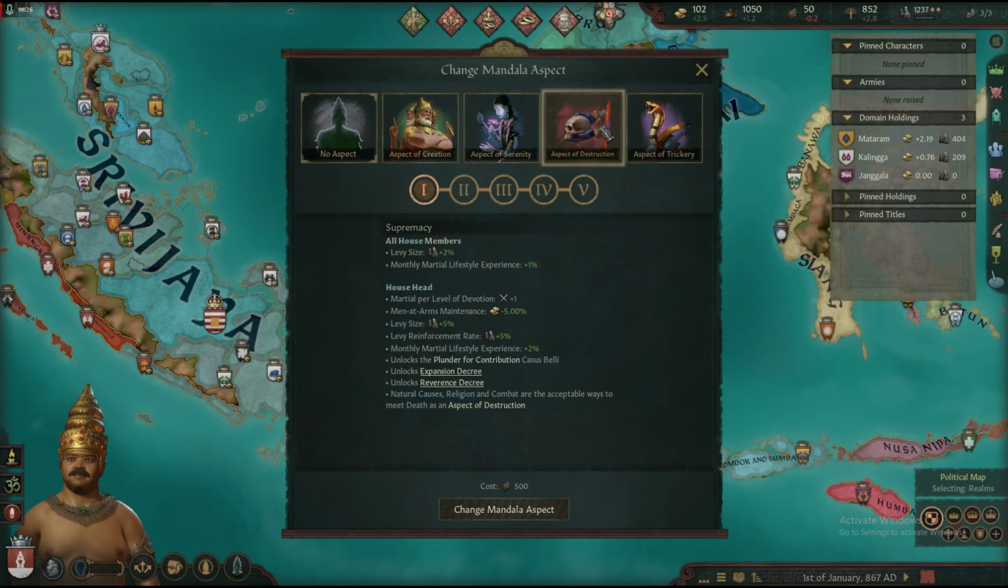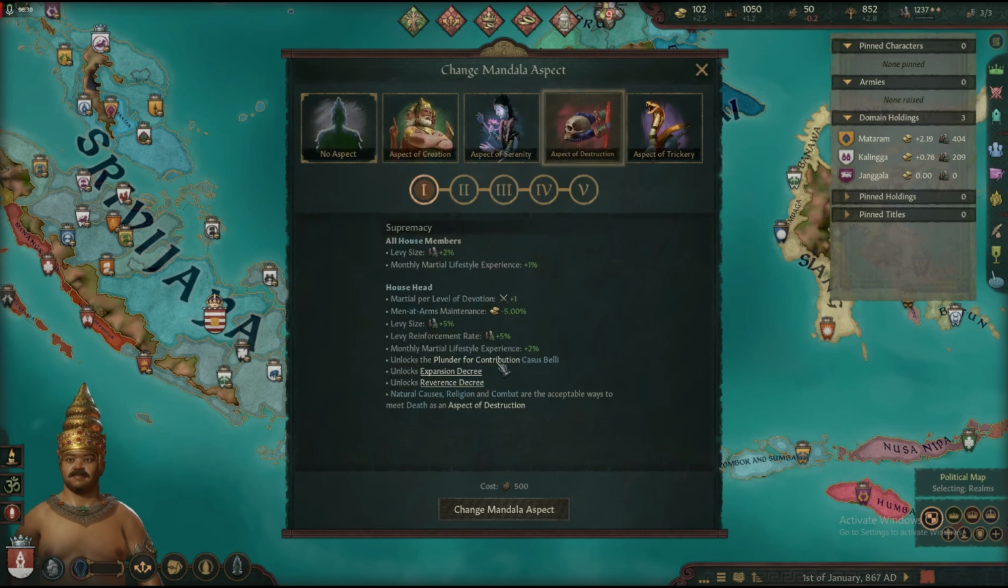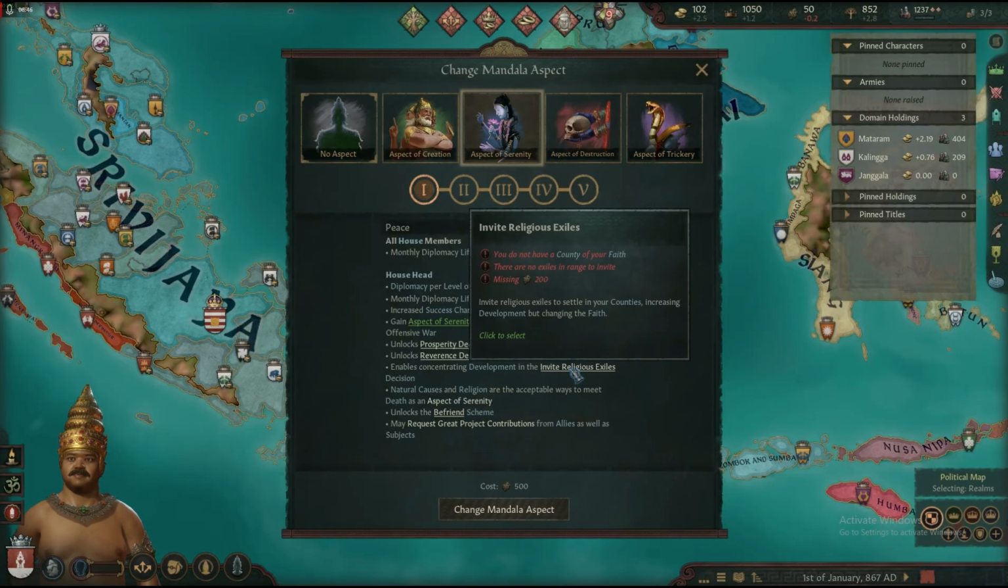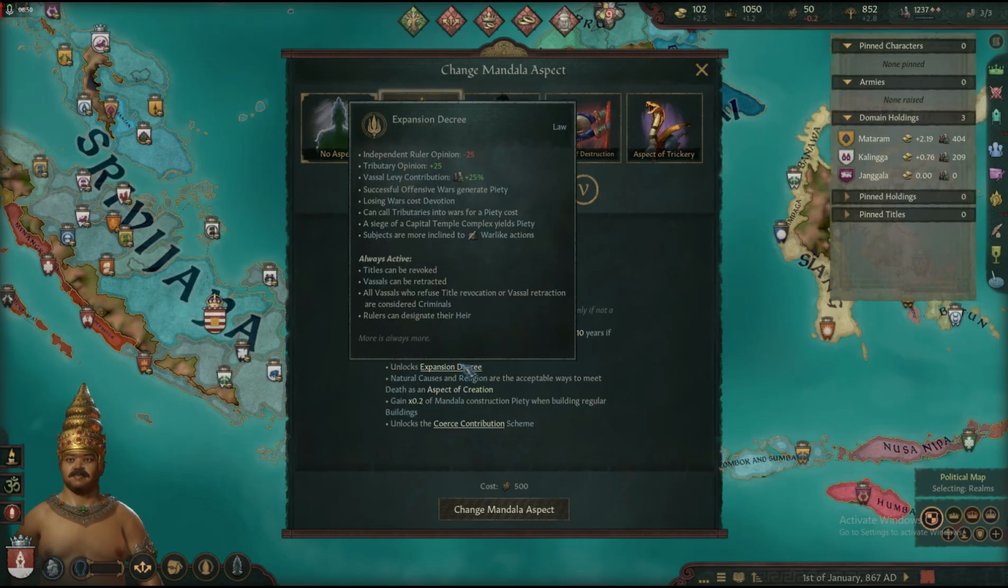You gain access to a bunch of different decrees for each one. Expansion and reverence for destruction. Plunder for contribution, CB. That is, you attack somebody to force them to pay for one of your great projects. Prosperity and reverence decree here. Concentrating development. With the invite religious exiles. Prosperity and expansion decrees.